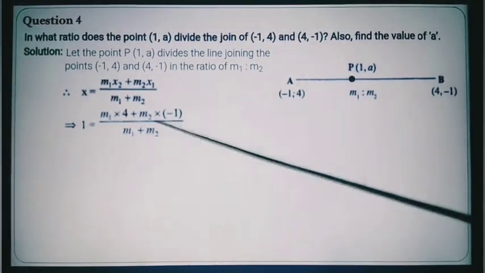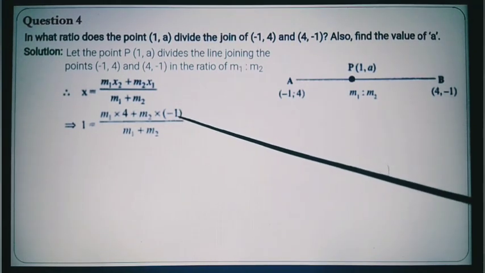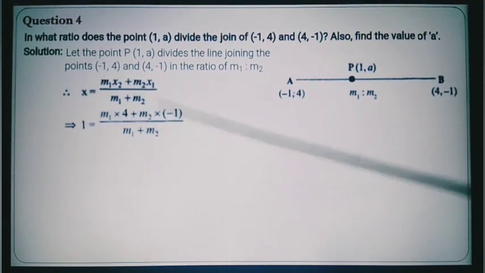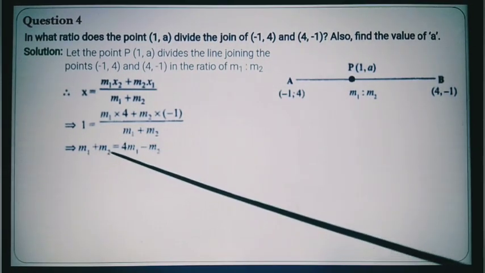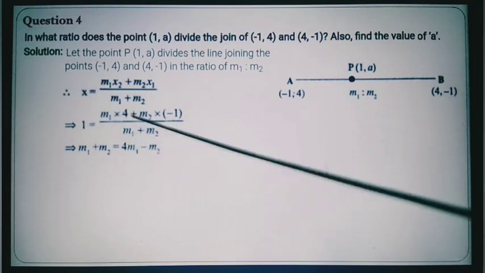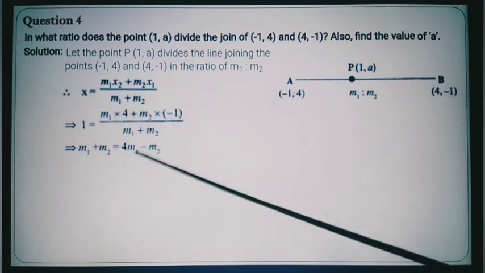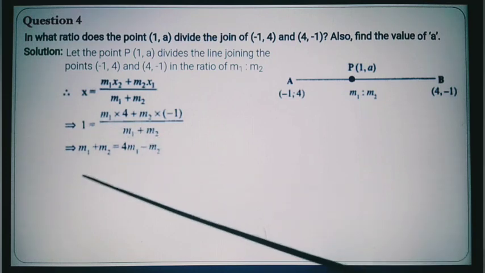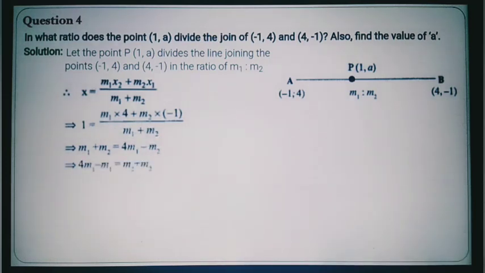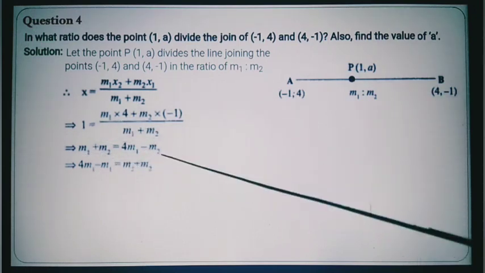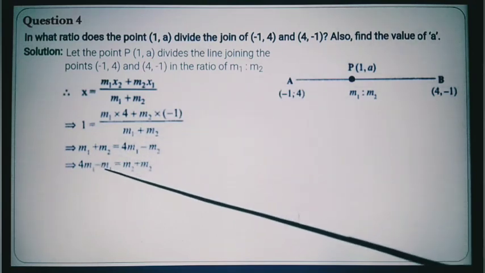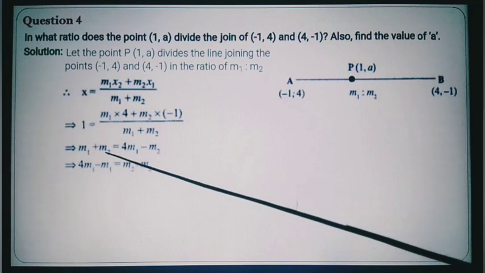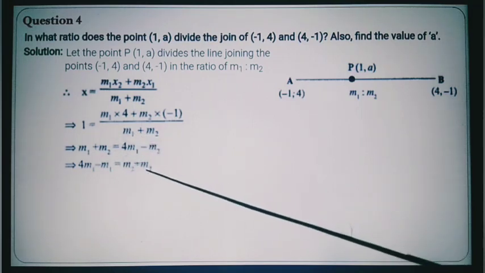Okay, so simplify this, you'll get 4m1 plus into minus is minus m2. So 4m1 minus m2, and if you do the cross multiplication, 1 into m1 plus m2 will be m1 plus m2 equals 4m1 minus m2. Now we'll take m1 to one side and m2 to the other side. So if I do that, 4m1 is kept here, this m1 comes here, becomes minus m1, and we have m2 here, this m2 goes over there, becomes plus m2.